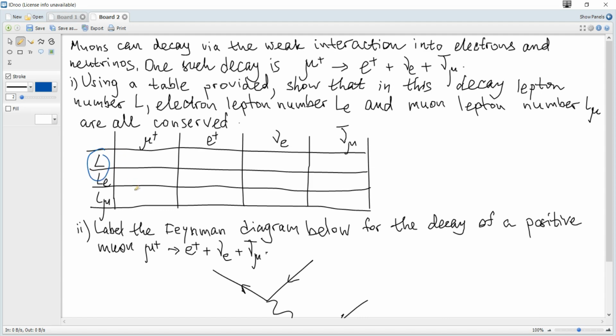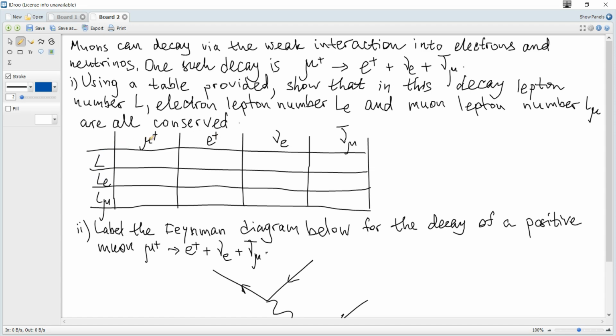If a particle is a lepton and is a particle, not an antiparticle, its lepton number is +1. If a particle is a lepton but is an antiparticle, its lepton number is -1. And if a particle is not a lepton at all, its lepton number is 0.